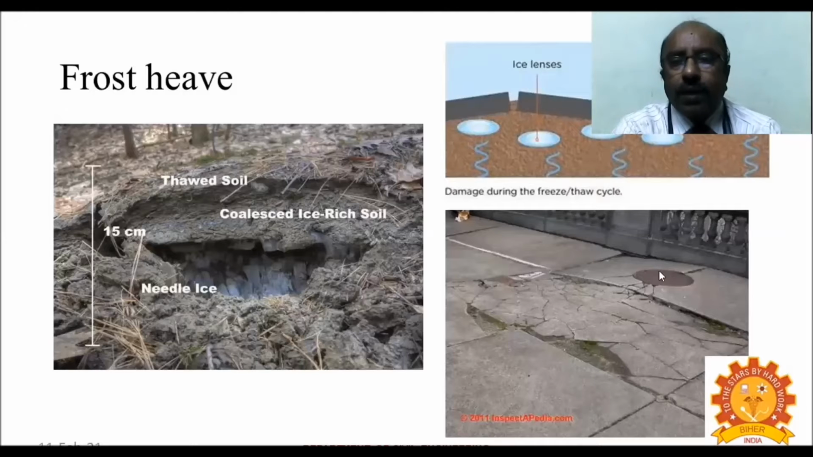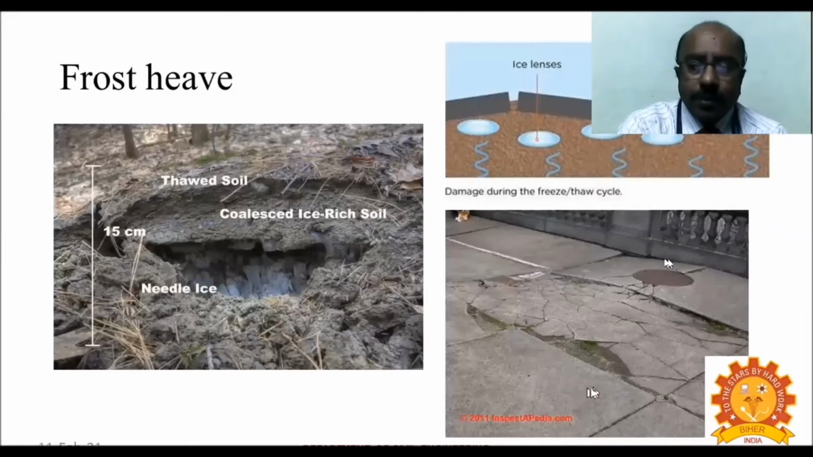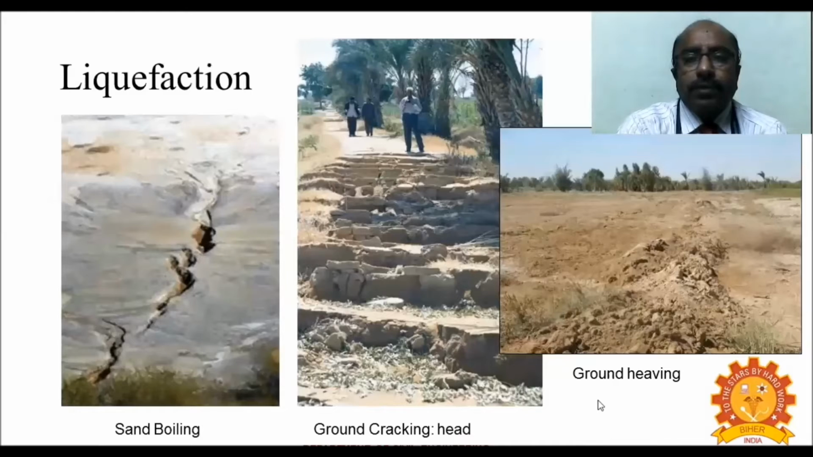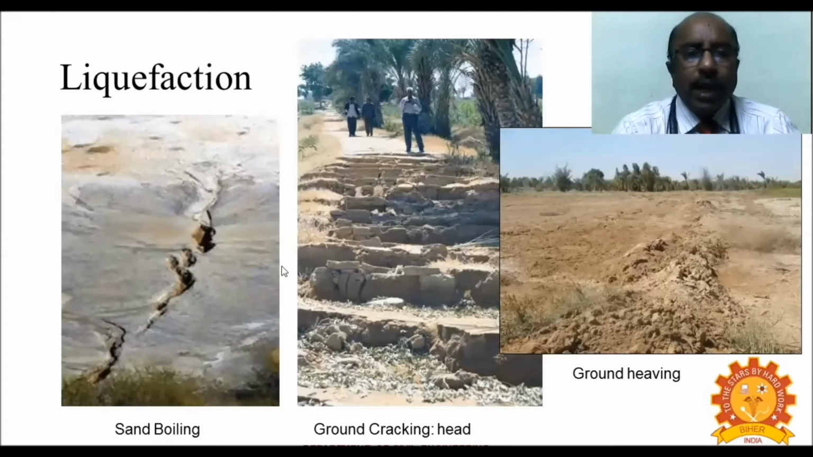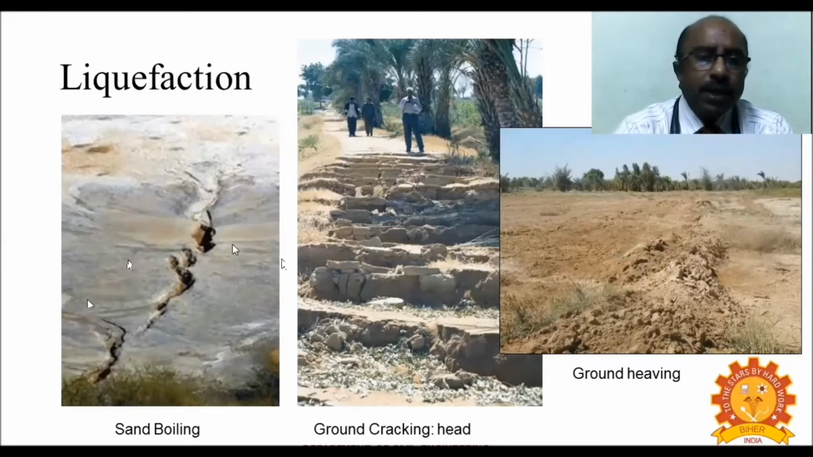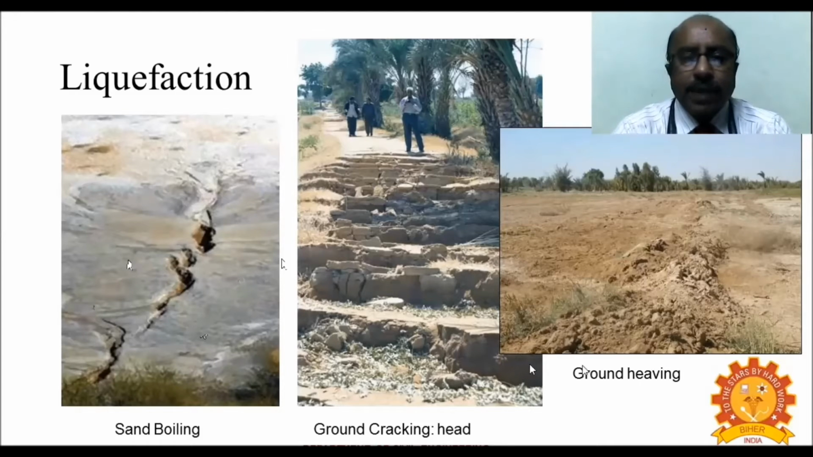Because of that, you can also have some pavement heaving. The layer below is subjected to freezing and thawing, and thereby you can have failure. And also you can have liquefaction. How does liquefaction occur? That is because of a sudden earthquake. The sand is saturated, and if a sudden earthquake comes, the soil completely loses its effective stress and becomes liquid like mud.